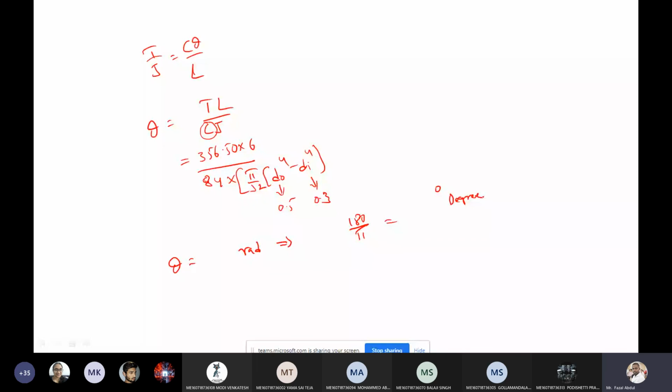So tomorrow, tell me the answers of this first question and second question. What is the first question? Sigma s value, how much? And theta, how much? These two answers I'm expecting tomorrow. Everything is written on the screen. After substituting all these values, we'll get the answer in terms of radians. You multiply this answer with pi by 180 to get the answer in terms of degrees. Okay.